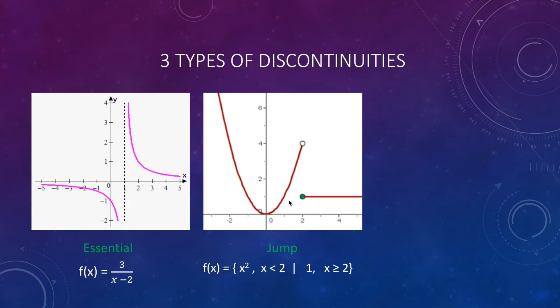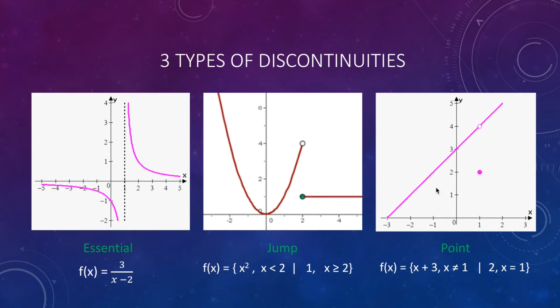This is a scenario where there's a jump. Usually you'll see it as a piecewise function. So the limit on the left side is 4, and the limit on the right side is 1, in the case of this graph right here. So it's not continuous at the point x equals 2 in this scenario. And condition 2 is dissatisfied.